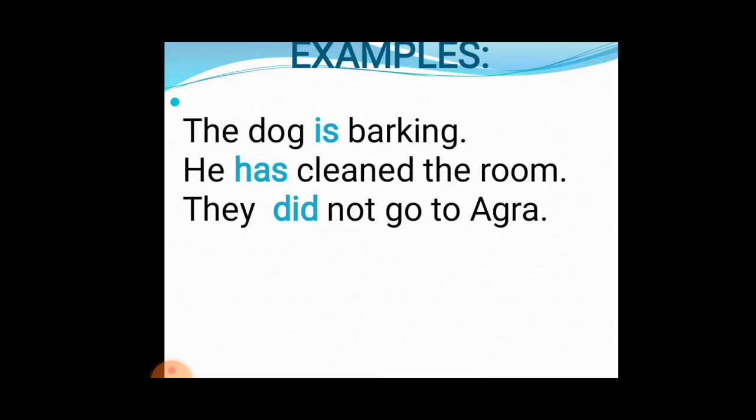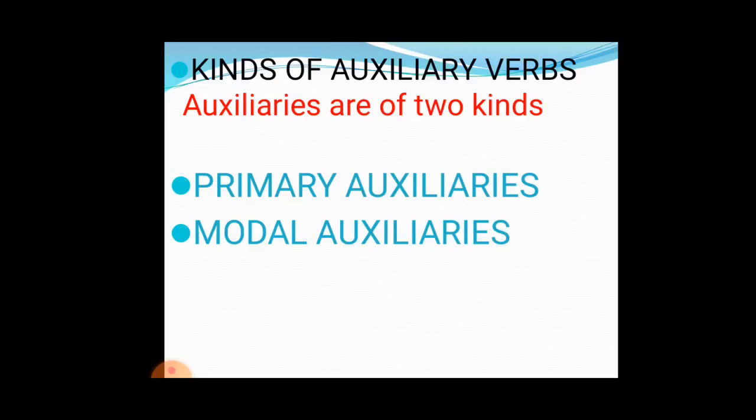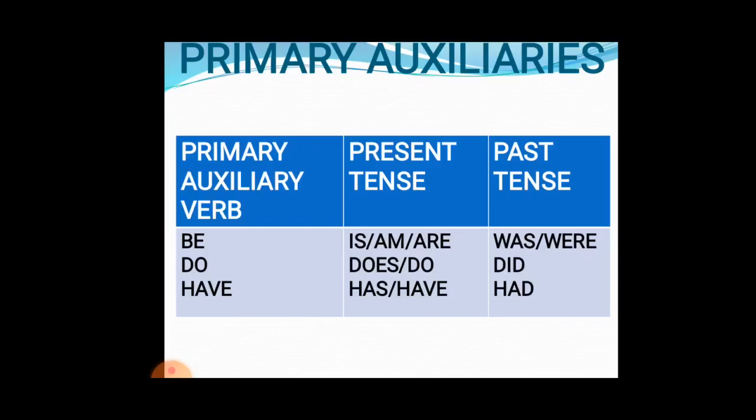Now we will see all these auxiliary verbs. How many kinds of auxiliary verbs are there? Auxiliary verbs are again of two kinds: primary auxiliaries and modal auxiliaries. Primary auxiliaries are be forms, do, and have. Now be, in present tense we use is, am, are, and in past tense we use was or were.